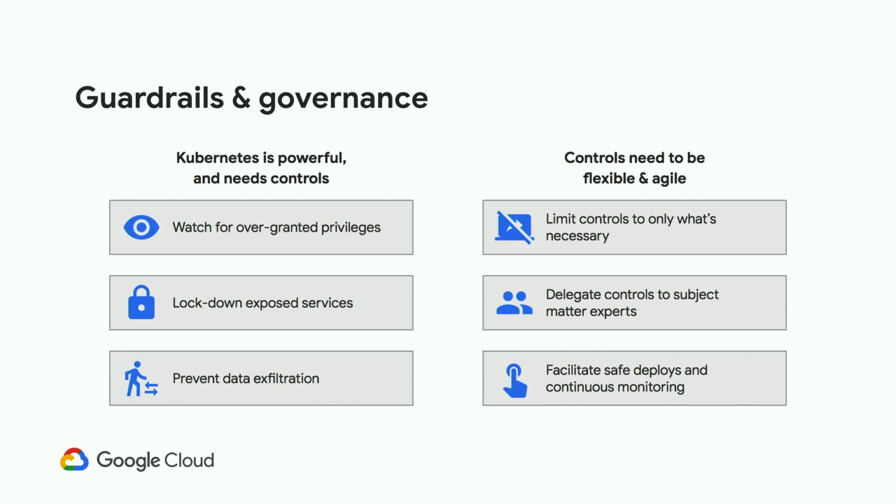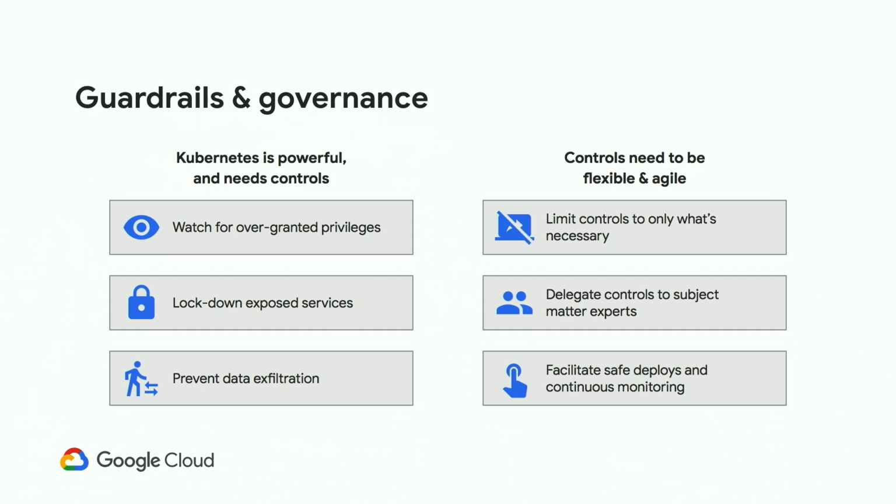Now, I mentioned guardrails and governance. Kubernetes is an incredibly powerful distributed system, right? And powerful systems like that typically need some kind of control because you want to watch out for potential problem spots, right? You want to make sure you haven't given a particular set of users too many privileges. You don't want to give them too much power to make changes. You want to make sure that services are locked down and that they can only be accessed by other services you deem appropriate or by certain parties you deem appropriate. And obviously you want to watch out for things like exfiltration. You don't want data leaving your environments in an unintended fashion.